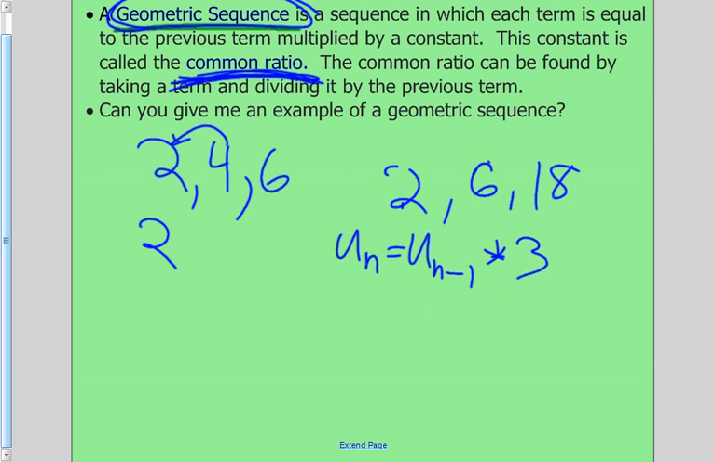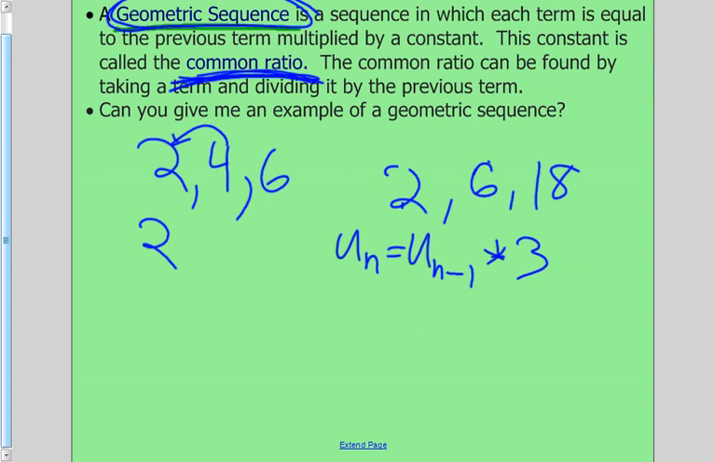Times by 3. That's it. That's the only difference between geometric and arithmetic. It's just that we're multiplying, we're dividing. So this one here is growing, but what if it's going backwards? What if it's 18, 6, and 2? It'd be shrinking. So then of course you could multiply by a third, or you could divide by 3.